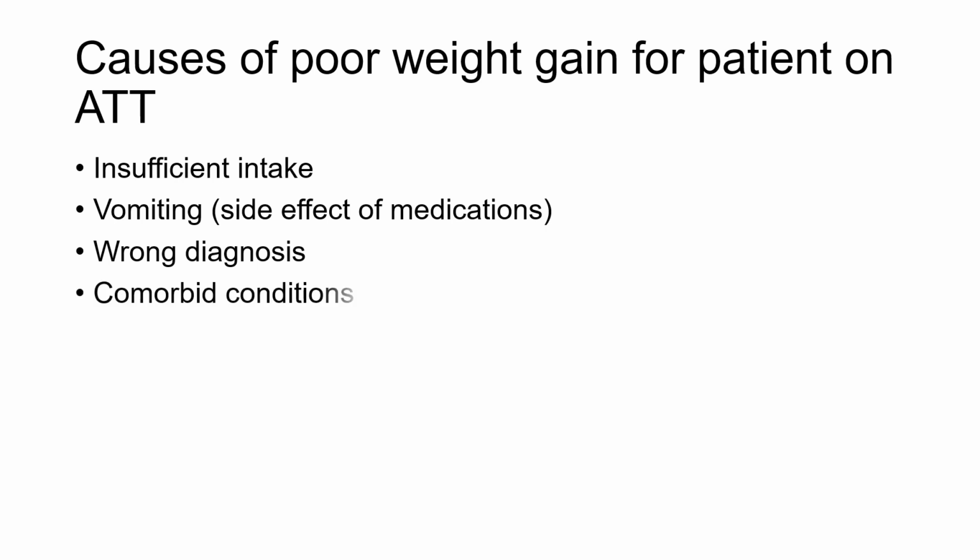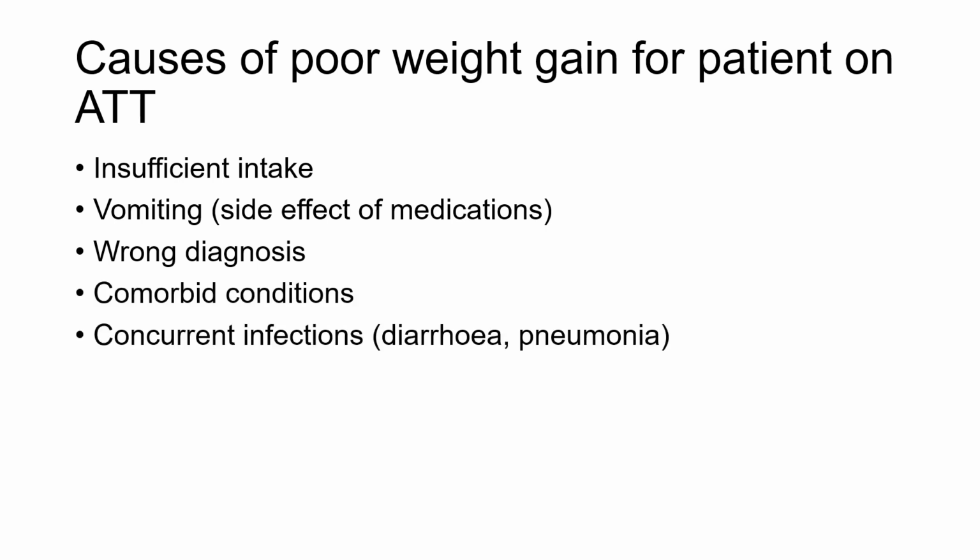Wrong diagnosis, obviously. Comorbid conditions, obviously. Concurrent infections. In addition to tuberculosis, there might be some other infections in the child also, so we have to treat those also, like diarrhea or pneumonia, etc. And poor response to treatment, that is drug resistant tuberculosis. If the child is having drug resistant tuberculosis and we are giving him management for drug sensitive tuberculosis, obviously there will be poor response to treatment, and poor response to treatment means poor weight gain.